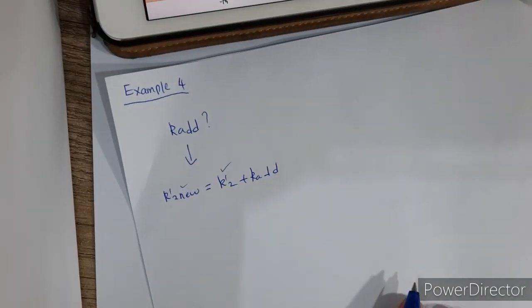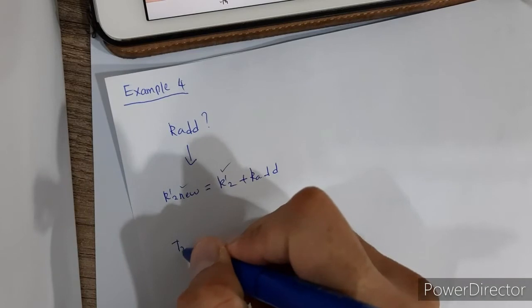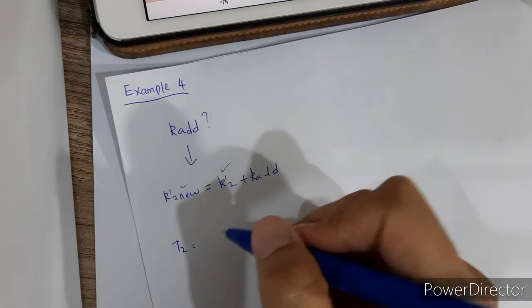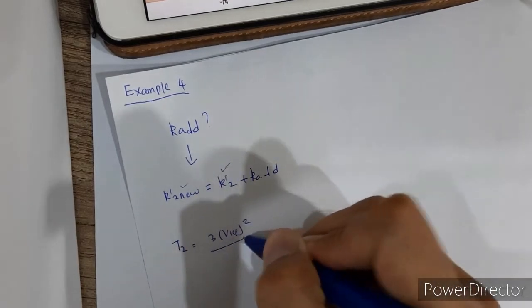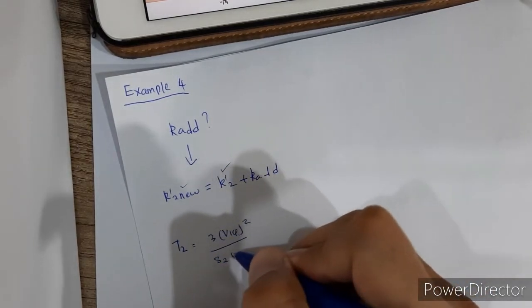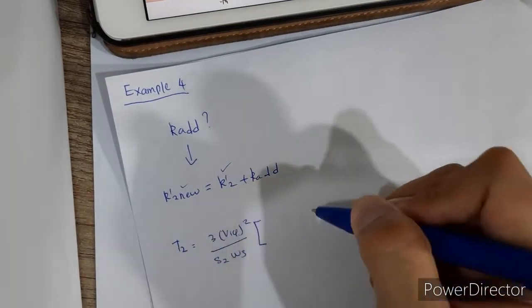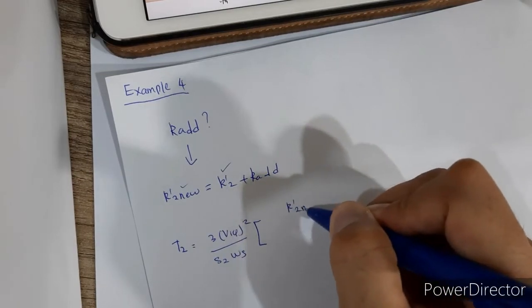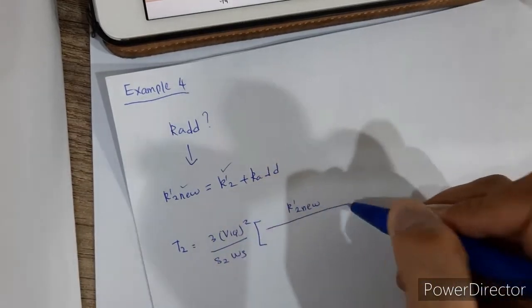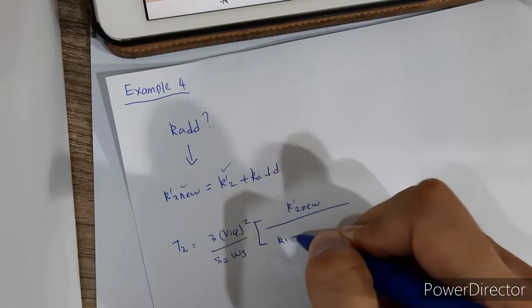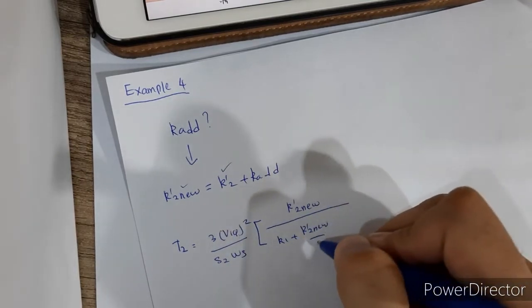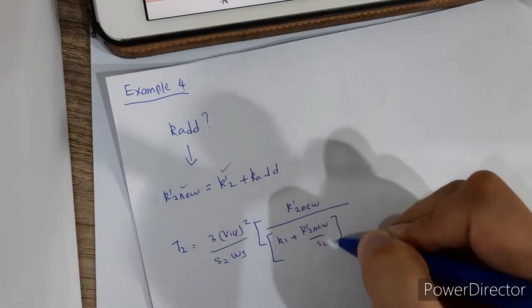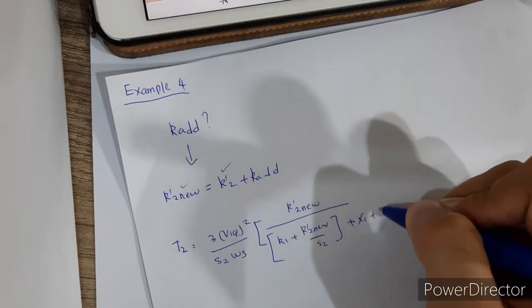So we know this one, and then we can determine R'2. How to determine R'2 is based on T2. Torque T2 equals 3 V phase squared over S2 omega S, multiplied by R'2 new, divided by R1 plus R'2 new over S2, squared, plus X1 plus X2 squared. This is the equation for torque.